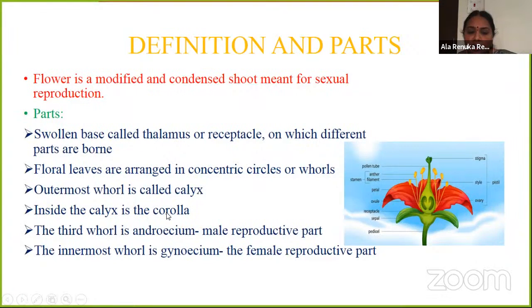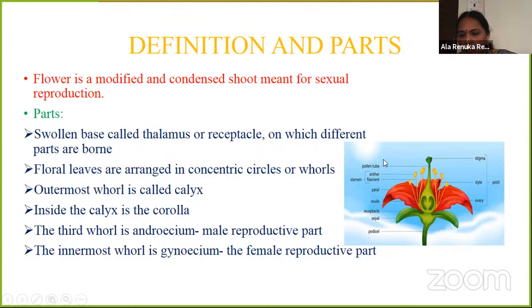All called as androecium, that is the male reproductive part of the flower. And the innermost whorl of the flower is gynoecium, which is the female reproductive part of the flower. The gynoecium consists of different units called carpels, also called pistil.